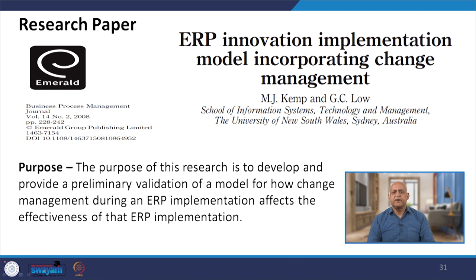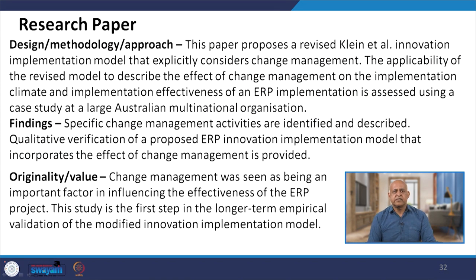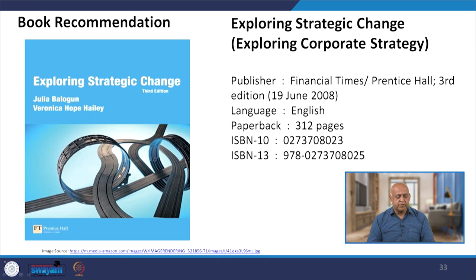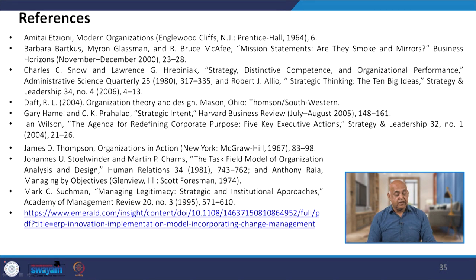Now, this is a research paper which talks about the ERP innovation implementation model incorporating change management. You can go through this paper and find out how you can make these changes, and like ERP, which is becoming a very important tool, how to make these changes. And this is the book, Exploring Strategic Change, or Exploring Corporate Strategies. The publisher is Financial Times Prentice Hall, and it is written by Julia Balogun and Veronica Hope Hailey. These are the references.